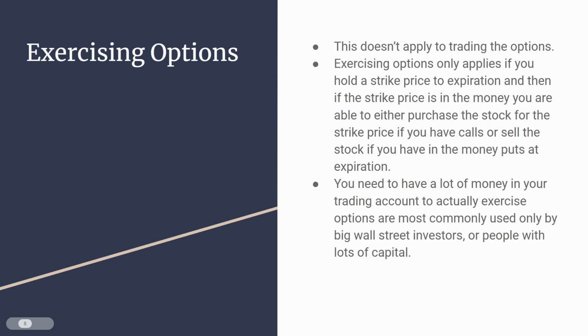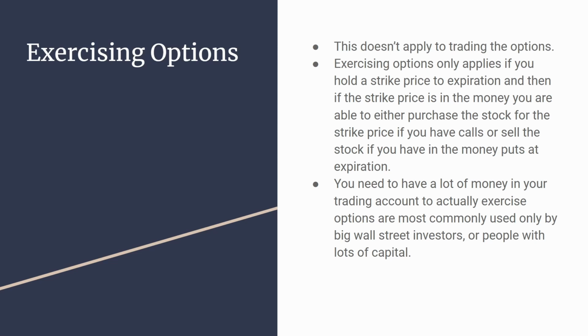Now, exercising options, what I kind of covered earlier, doesn't apply to trading the options. Exercising options only applies if you hold a strike price to expiration, and then if the strike price is in the money, you're able to either purchase the stock for the strike price if you have calls, or sell the stock if you have in the money puts at expiration.